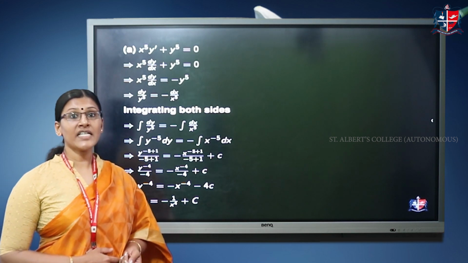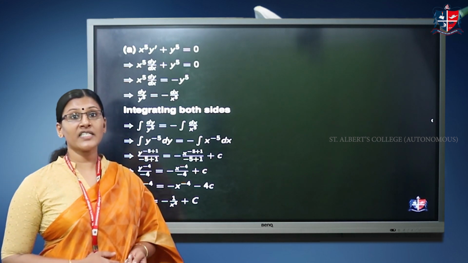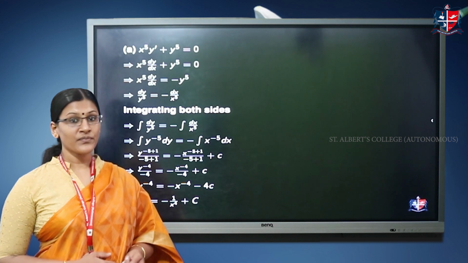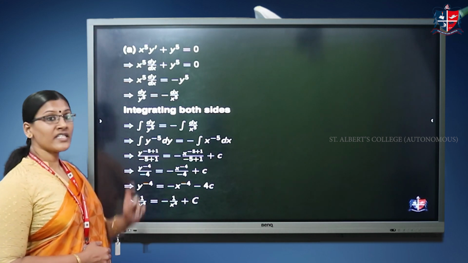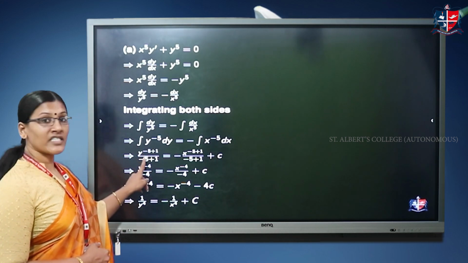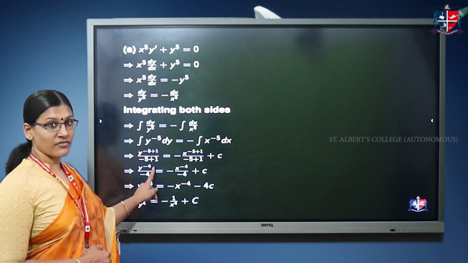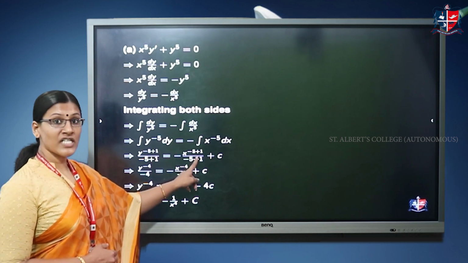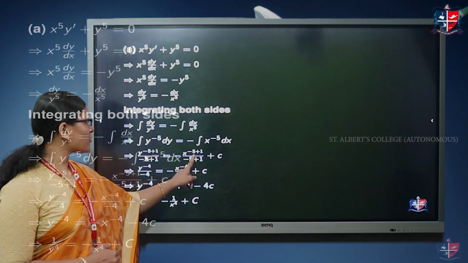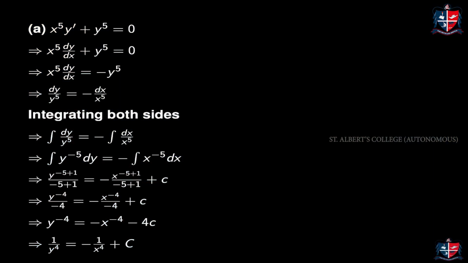And we know that integral of x raised to n is x raised to n plus 1 by n plus 1. So, integral of y raised to minus 5 will be y raised to minus 5 plus 1 by minus 5 plus 1. And integral of x raised to minus 5 will be x raised to minus 5 plus 1 by minus 5 plus 1. Simplifying, we get y raised to minus 4 by minus 4 equal to minus x raised to minus 4 by minus 4 plus we have to put the constant of integration c.